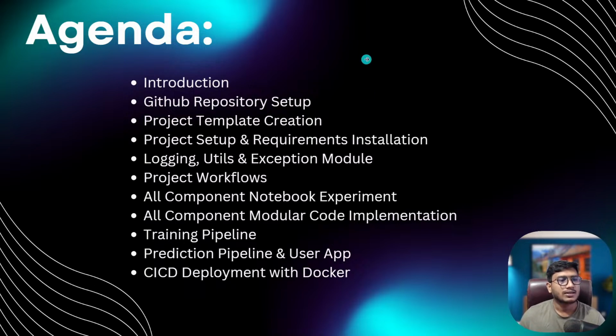Got it? Then I will be starting with the GitHub repository setup, project template creation, project setup, requirement installation. So these are the steps I think I already covered in my previous project implementation. So we'll be following the same technique, same project folder structure to implement this entire deep learning pipeline. But deep learning pipeline is slightly different than your machine learning pipeline. I'll tell you where actually we'll get the difference. That time you can understand, but we'll be following the same technique.